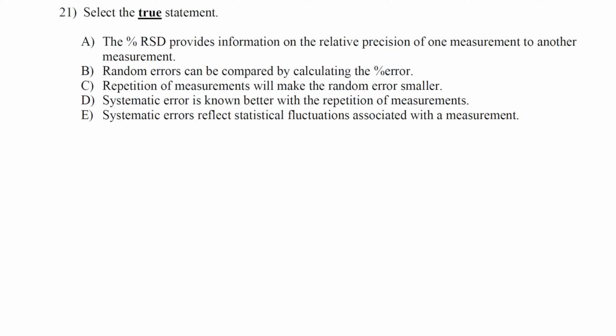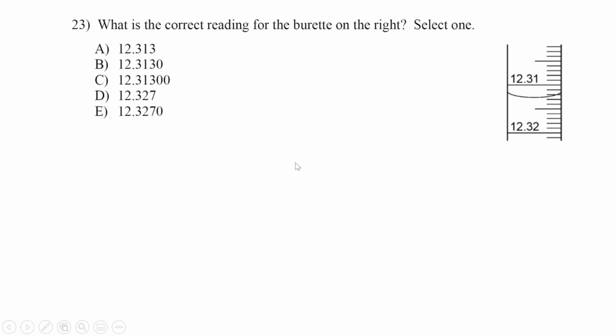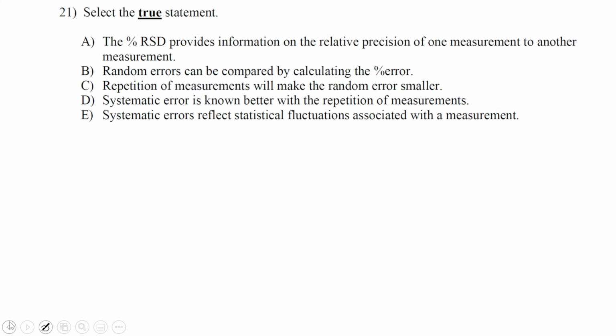Select the true statement. The percent RSD provides information on the relative precision of one measurement to another. That is actually what it's supposed to do. Random errors can be compared by calculating the percent error. No, random errors are compared by comparing RSD. Repetition of measurements will make random errors smaller. No, you just know the error better. If you have a crappy pipette, no matter how many times you do that measurement, that pipette doesn't magically become a good pipette.